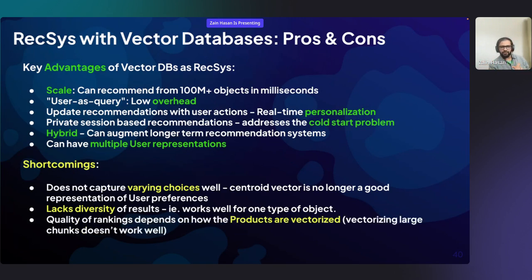The other problem here is that the quality of recommendations you get is largely dependent on how you vectorize the products. Here we vectorize the images themselves, but if you had taken a very large description of a product and vectorized that, you might not get as good a result. The more specific the vectorization is, the better the recommendations this process yields. The larger the chunk of text or data that you're vectorizing, the more difficult it is to capture user preference using this centroid and averaging of vectors methodology.